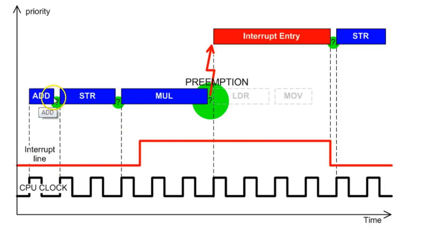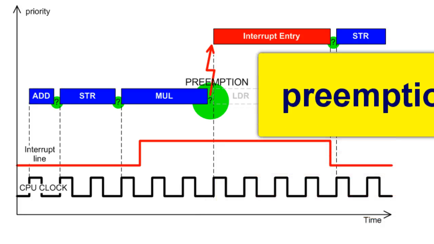Well, the CPU has a special built-in hardware that samples the status of the interrupt line after every instruction. As long as the interrupt is low, the CPU fetches the next instruction in the pipeline. However, when the interrupt line is high, the special CPU hardware forces the CPU to execute the interrupt entry instruction. This is called preemption.